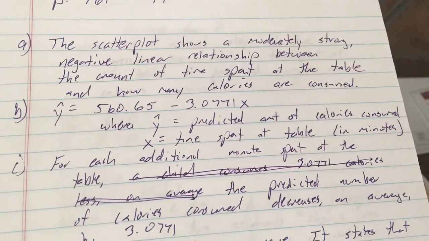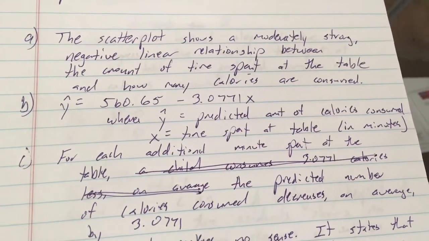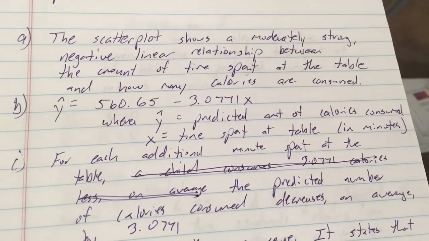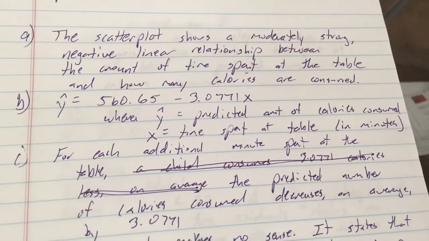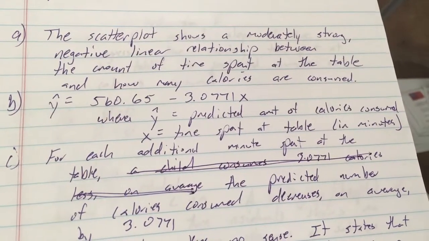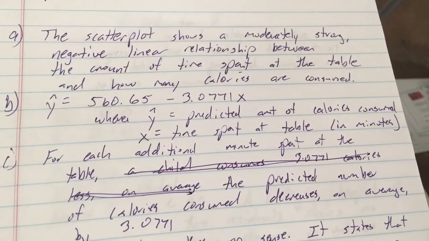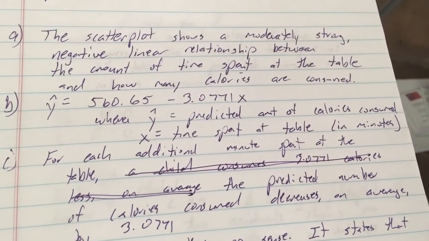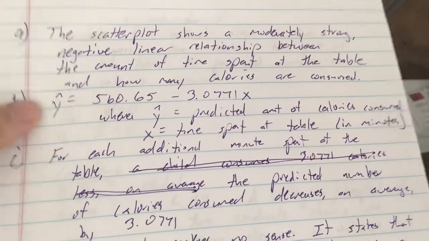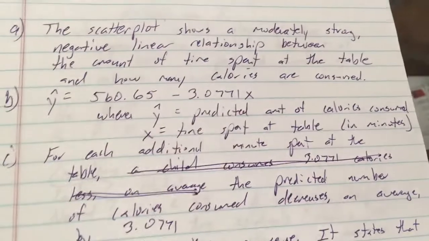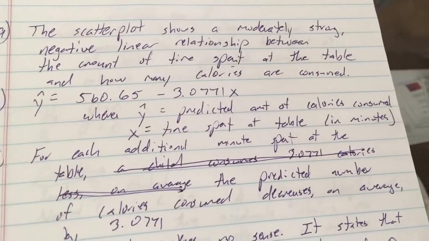Part B wants to know what the linear equation is for the regression line. And remember, those numbers for that equation can come from the Minitab output. The y-intercept is 560.65. The slope is negative 3.0771. And so therefore the equation is y hat equals this minus that x. And it says to define the variables.